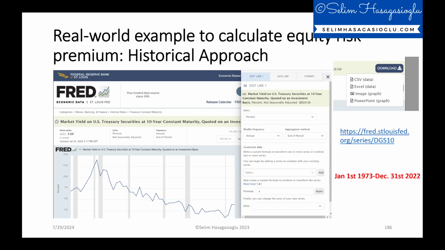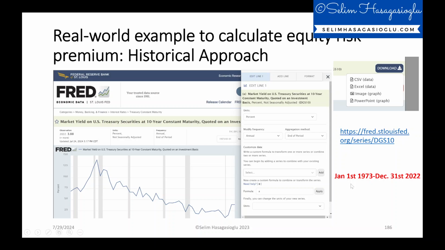Now we will calculate the equity risk premium through the historical approach. So first, we need to find the historical yields on the 10-year US Treasury. You can go to FRED and make these modifications: modify frequency to annual, and aggregation method will be end of period. And then, of course, you can download the Excel data.